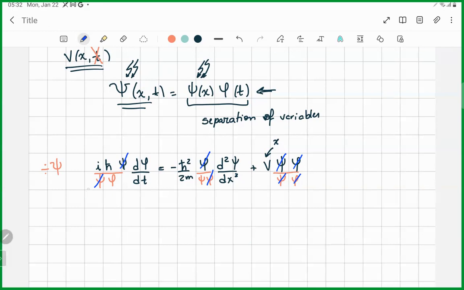So you see that now here on the left side, there is nothing about position anymore. We only have time. So this function is only a function of time. On the right side, you see that we eliminated everything that depended on time. So on the right side, we only have x. So a function of time cannot be equal to a function of x. The only way for the left side to be equal to the right side is that the left and the right be a constant.